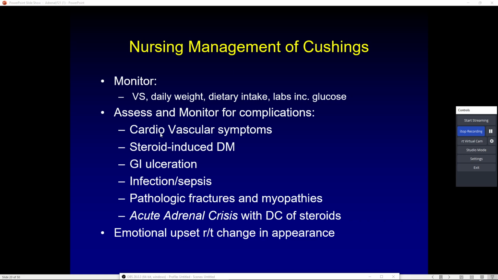So we're breaking down bones. We aren't replacing the breakdown. We're going to look at acute adrenal crisis with discontinuation of steroids. You could essentially say steroid storm, essentially, is what it would be. Withdrawal storm, and I'll talk about that in a moment. And then emotional upset and changes related to the actual physiological appearance.